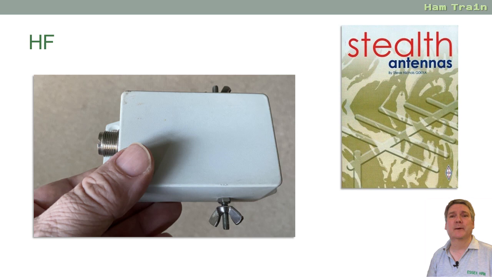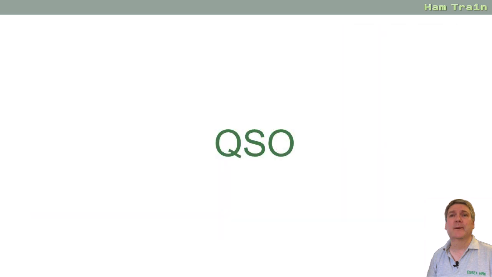Again, far too many options to discuss in this video, but that's just to give you a few ideas on where to look. Next, we'll take a very quick look at 3 different types of QSOs. A simple VHF QSO, an HF QSO, and a repeater contact.